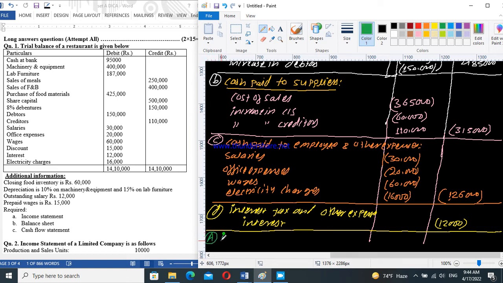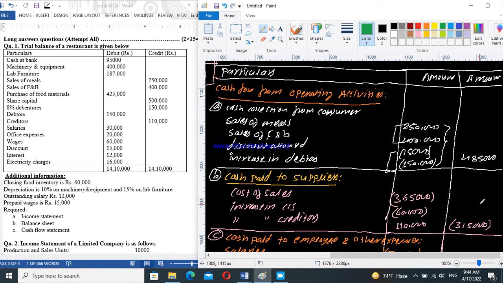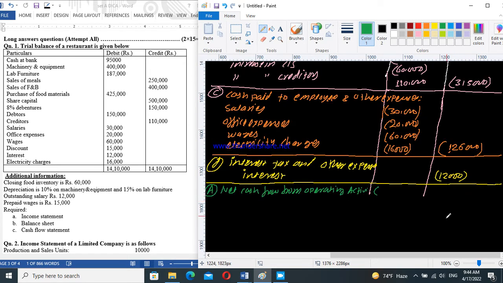Net change in cash and cash equivalents. Capital A, net cash flow from operating activities, you can write over here. The first given value is positive, the second is negative, the third is negative, therefore you write A minus B minus C minus D. Okay, 365 minus 315, minus 126, minus 12.